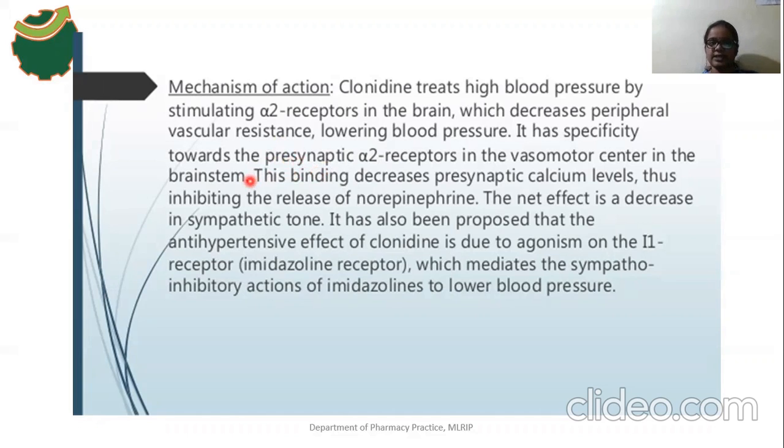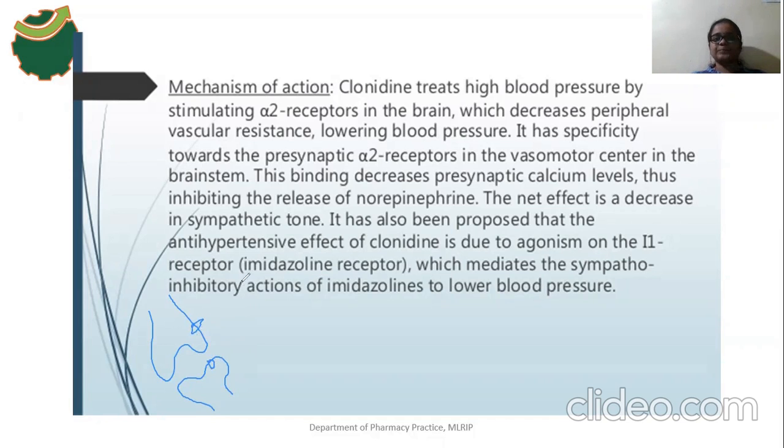By the binding, it will increase. Okay, so for the adrenergic drugs, see here, the alpha 1 receptor is present in the postsynaptic region, and the alpha 2 receptors are present in both the presynaptic and postsynaptic regions. Here the alpha 2 agonist drug binds with presynaptic alpha 2 receptors. See this, this one is the presynaptic nerve terminal, and this one is the postsynaptic nerve terminal. The alpha 2 receptors are present in both the presynaptic region and the postsynaptic region.